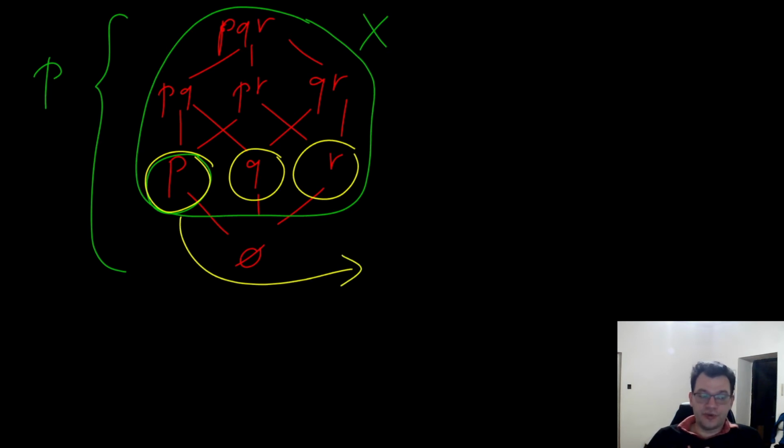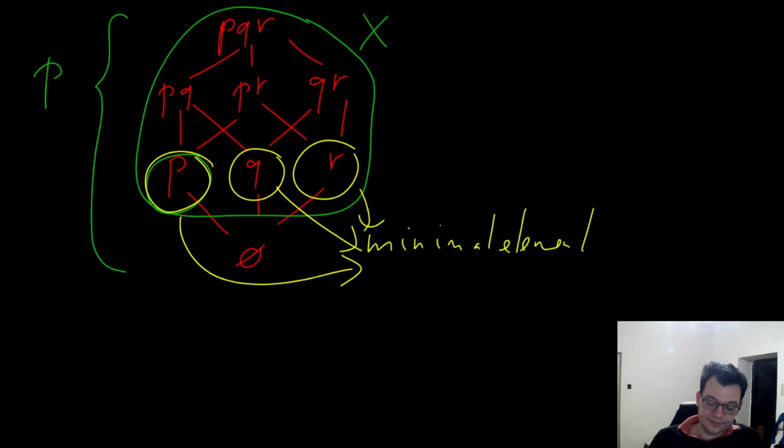And also Q is a minimal element as well, because within X there is no other element which is strictly below Q. So these three elements are actually, each of them, minimal elements of X. Of course, if you pick a different set, then that set will have a different set of minimal elements. But you can see there can be more than one minimal element.